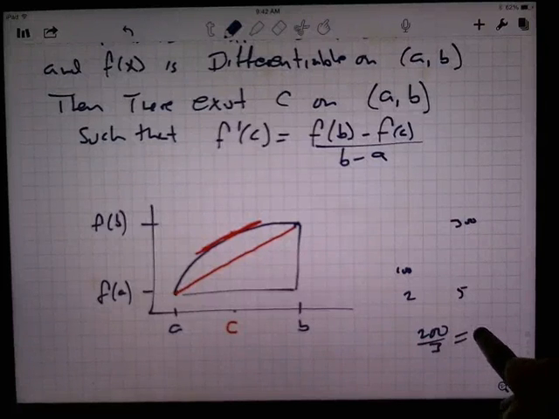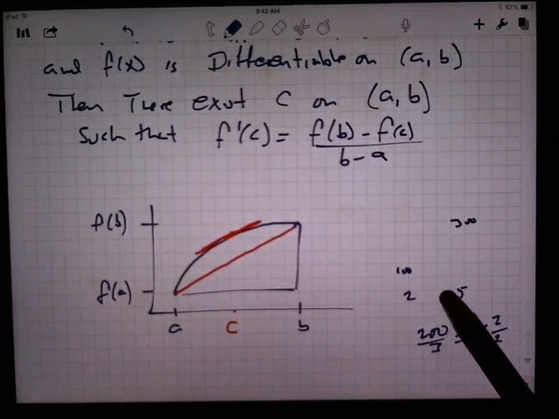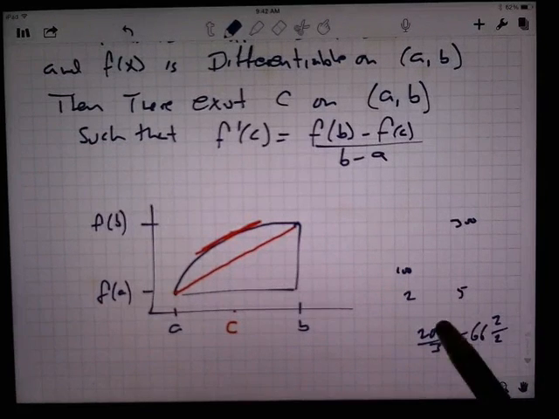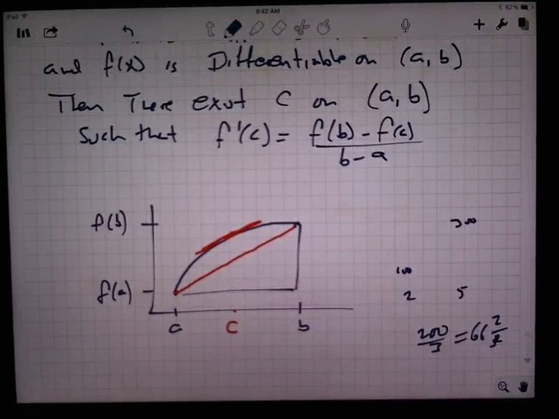So that's what, 66 2/3 miles per hour. So if we know we traveled 200 miles in 3 hours, then somewhere along the way we must have been going 66 2/3 miles an hour, because that's the average speed over that time. Okay, that's the mean value theorem.